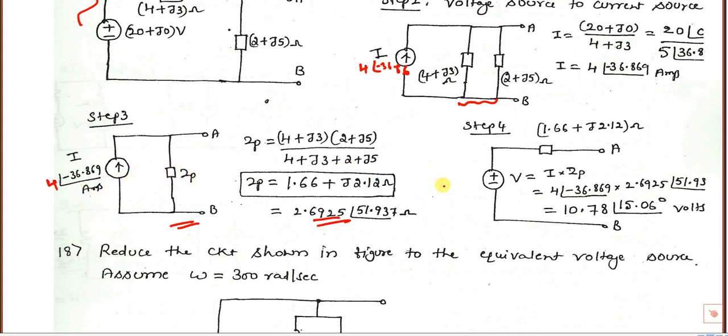If you want to write a single voltage source, convert this current source into a series voltage source: multiply I with the impedance, and you will get the voltage. The same impedance, 1.66 plus J2.12, you have to connect in series. Then what is the value of V? I will show how to multiply also.